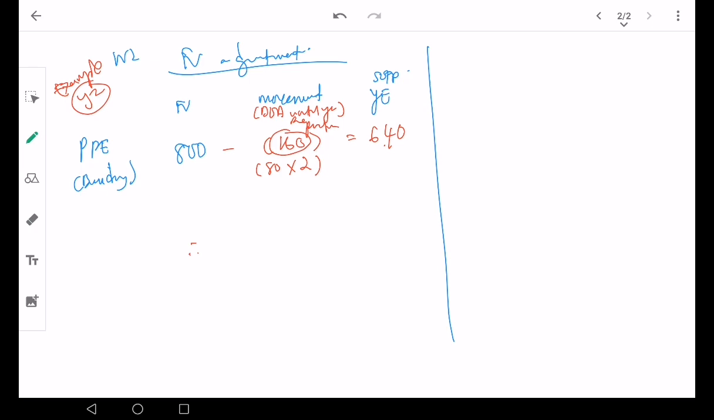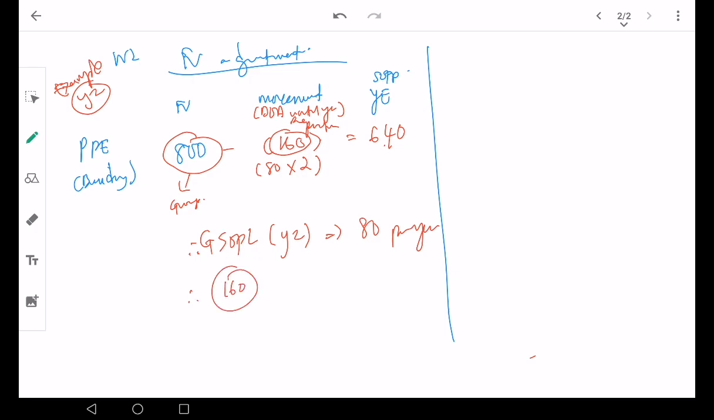However, don't forget, to avoid a careless mistake: although the depreciation is 160 for 2 years, once it enters the SOPL for year 2, I repeat, the group SOPL, the depreciation is only charged to the group SOPL, because the additional 800 only appears in the group statement, because of fair value. So the SOPL is only 80 per year.